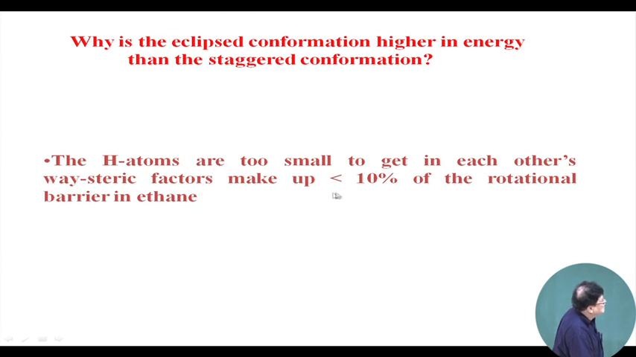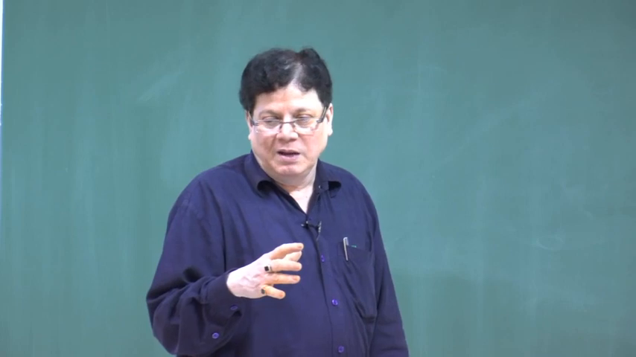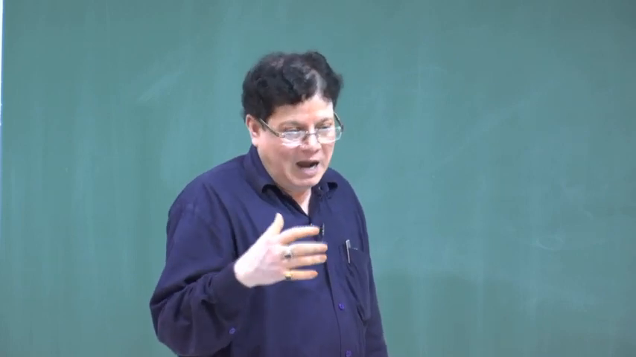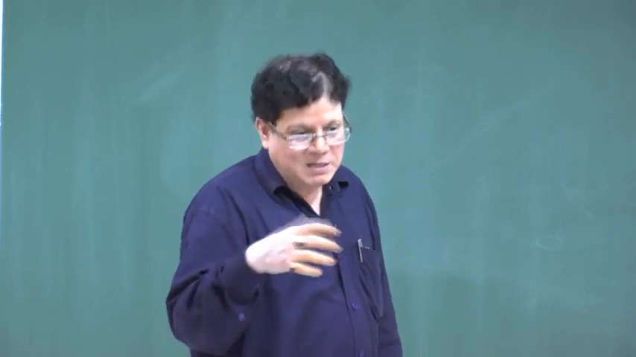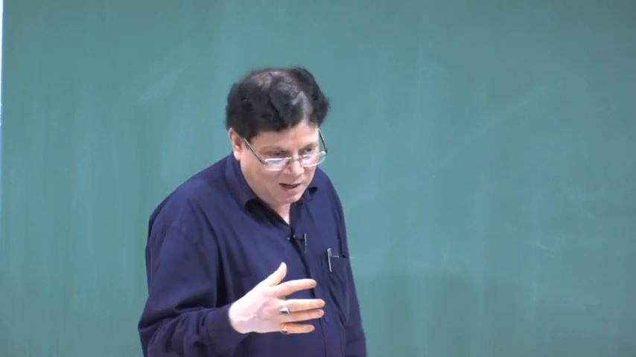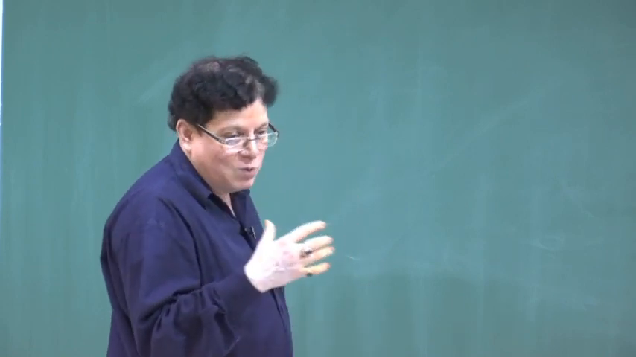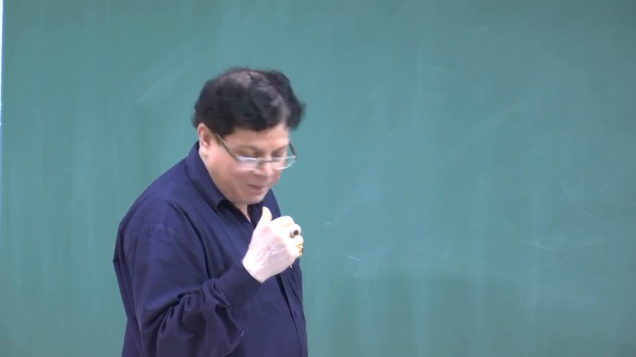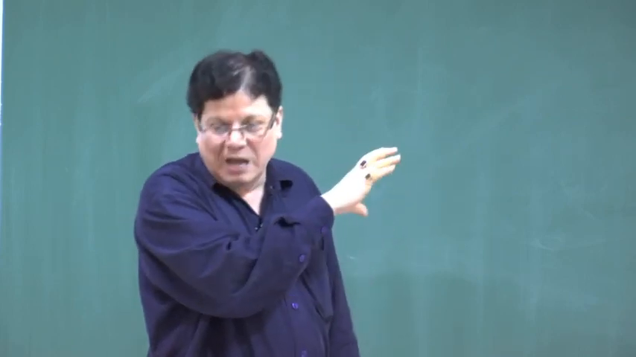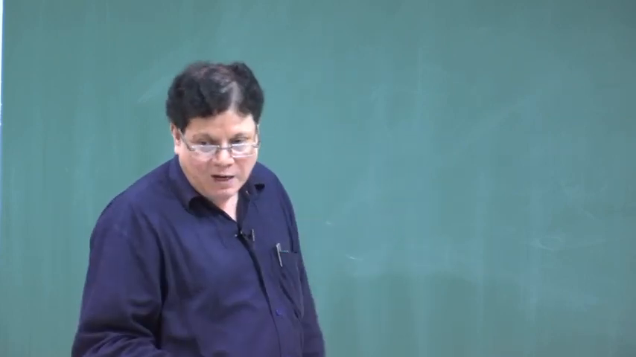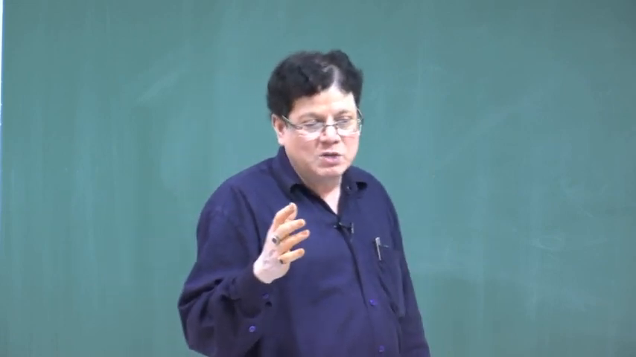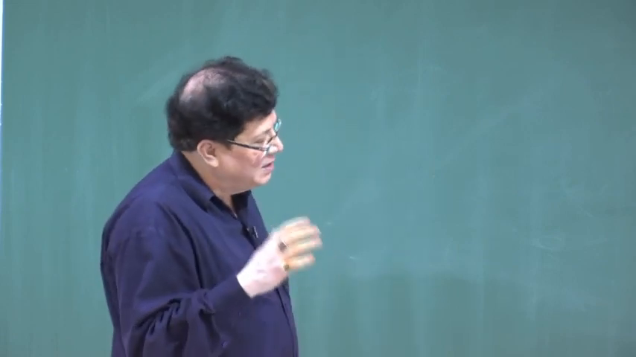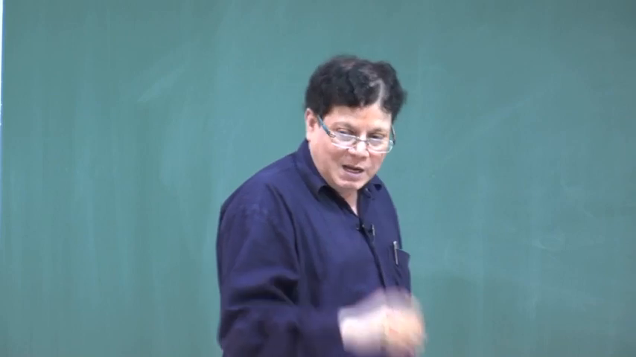So, steric factors make around 10% of the rotational barrier. That means it adds about 10% of the excess energy that the eclipsed form has over the staggered form. Okay. The difference in energy is about 3 kilocalorie, it is written 2.9. Different books have different values. I think you can roughly say that the difference in energy is around 3 kilocalorie per mole.